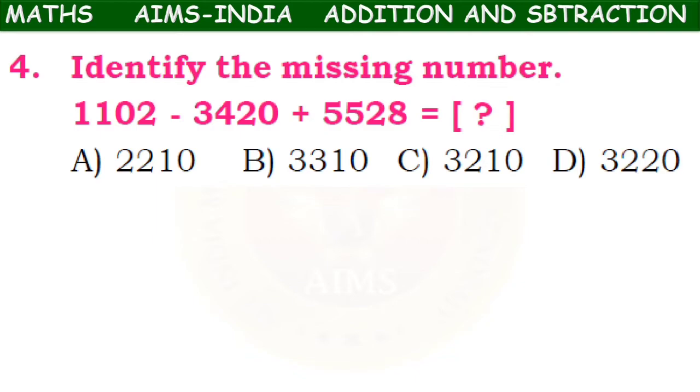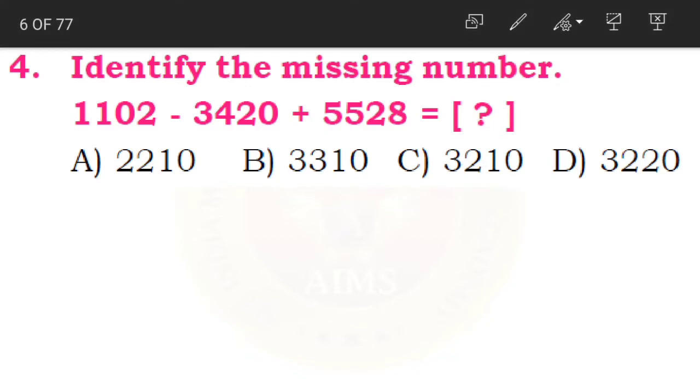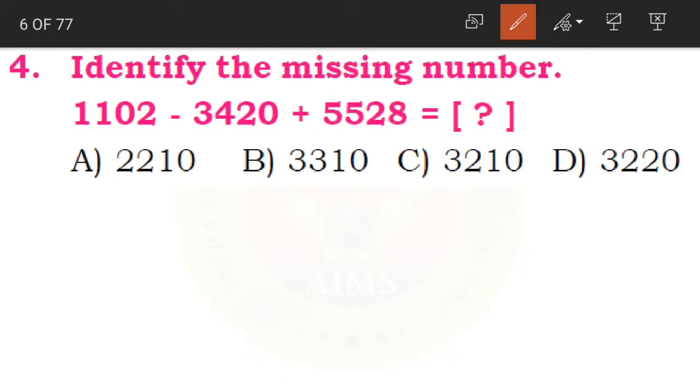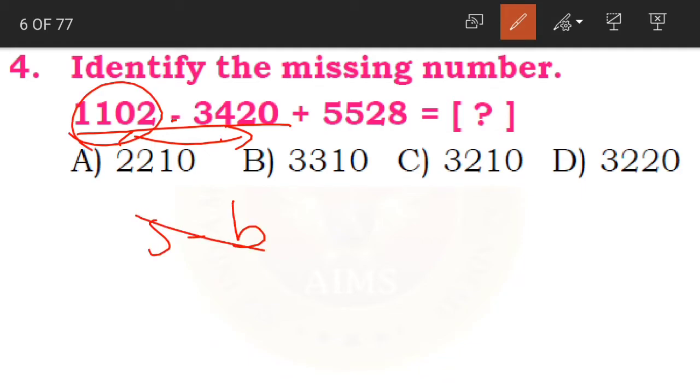Identify the missing number. Now here we are having three numbers. First we have addition and subtraction together. Yes, you remember, right? Addition and subtraction together. Now if you look at the first two numbers, here we are having subtraction symbol. We cannot subtract these two, because here this is the smaller number minus bigger number.